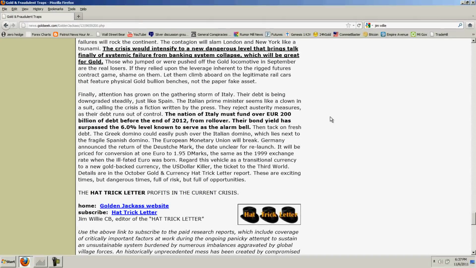The Greek domino could easily push over the Italian domino, which lies next to the fragile Spanish domino. The European Monetary Union will break. Germany announced the return of the Deutschmark, the date unclear for relaunch. It will be priced for conversion at €1 to 1.95 D-marks, the same as the 1999 exchange rate when the ill-fated euro was born. Regard this vehicle as a transitional currency to a new gold-backed currency, the US dollar killer, the ticket to the third world. Details are in the October Gold and Currency Hat Trick Report.